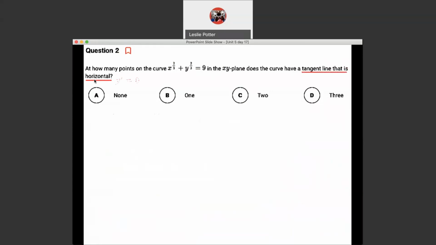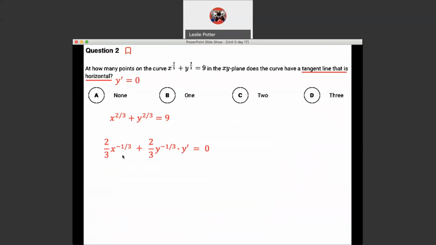A horizontal tangent line means the derivative is equal to 0. So we're going to use implicit differentiation. We start with differentiating x to the 2/3. We bring down 2/3, x to the subtract 1, which would be -1/3. Then we differentiate y to the 2/3 in the same fashion: 2/3 y to the -1/3, but then times y prime. There's that chain rule because we're differentiating a y term with respect to x. And then we differentiate 9, which is 0. So there's our derivative, and we have to solve for y prime.